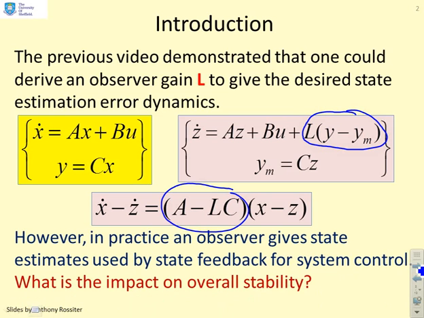So in practice, an observer gives state estimates, that's z, which are going to be used by state feedback for system control. So there's going to be an interlinking here, or a coupling. And what we want to know is what is the impact on overall stability.